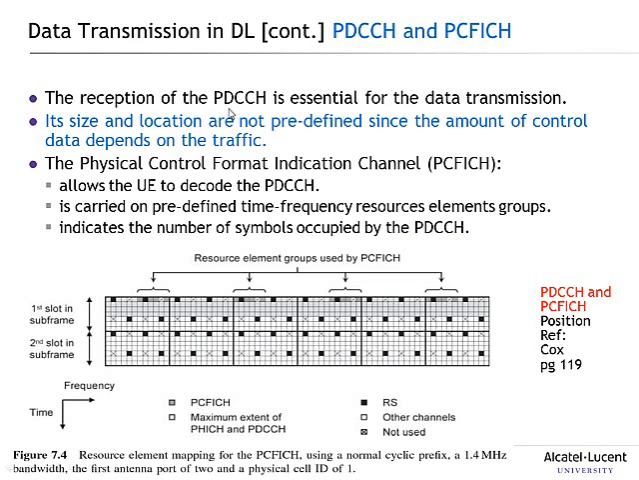One of the things that forms part of the PDCCH is something called PCFICH, the Physical Control Format Indicator Channel. This channel allows a UE to decode the PDCCH. These bits are in fixed positions, and they allow the UE to decode the PDCCH.